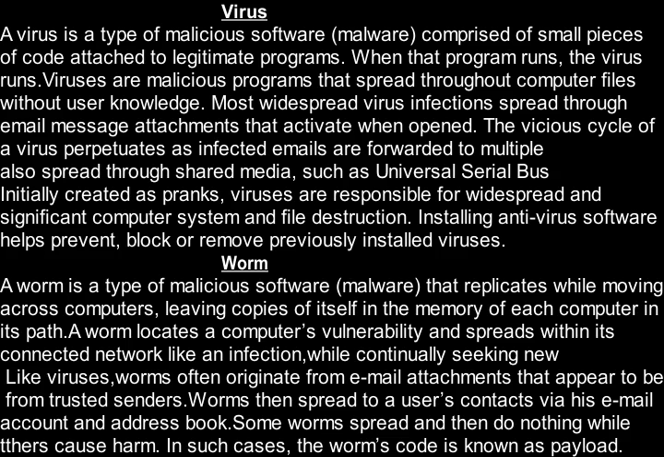Like viruses, worms often originate from email attachments that appear to be from trusted senders. Worms then spread to a user's contacts via his email account and address book. Some worms spread and then do nothing while others cause harm. In such cases, the worm's code is known as payload.